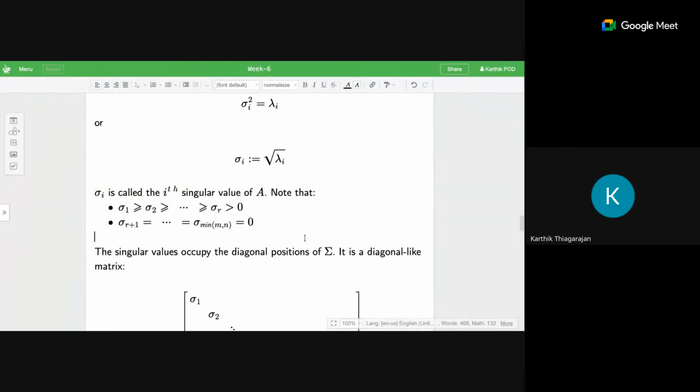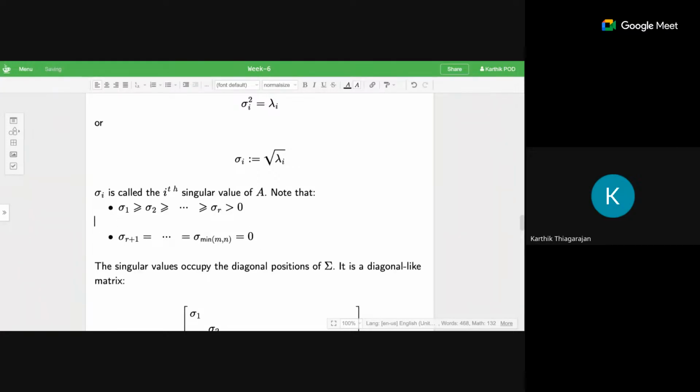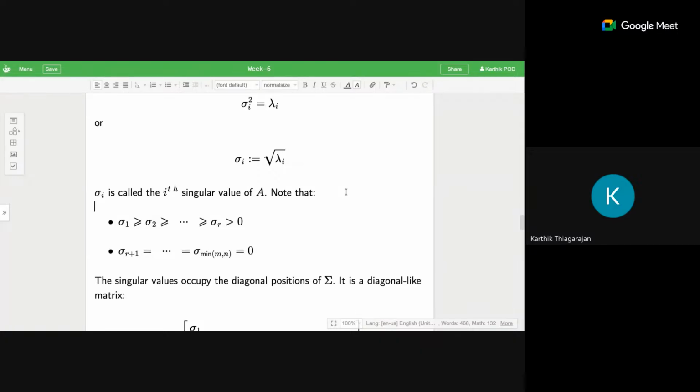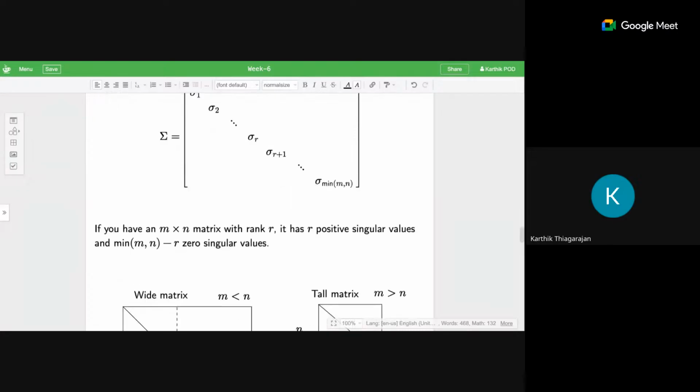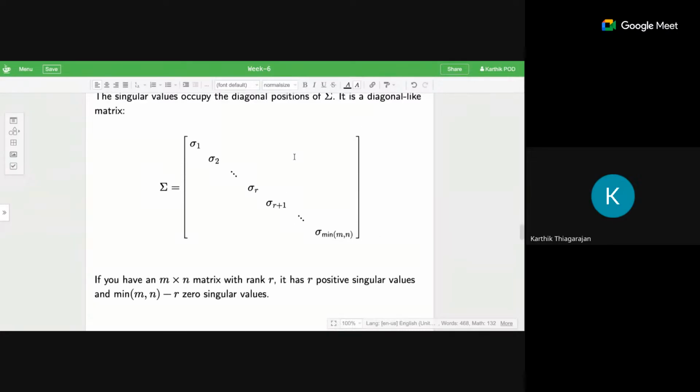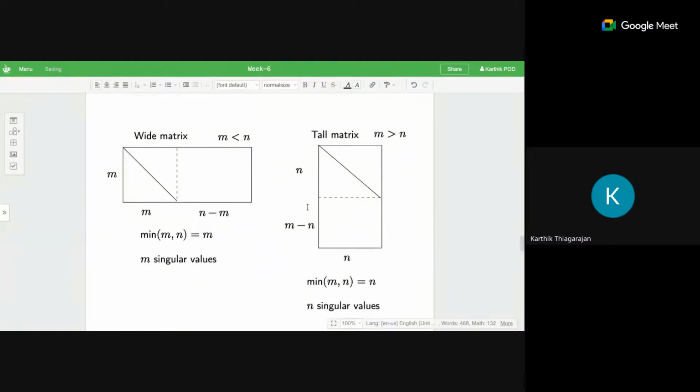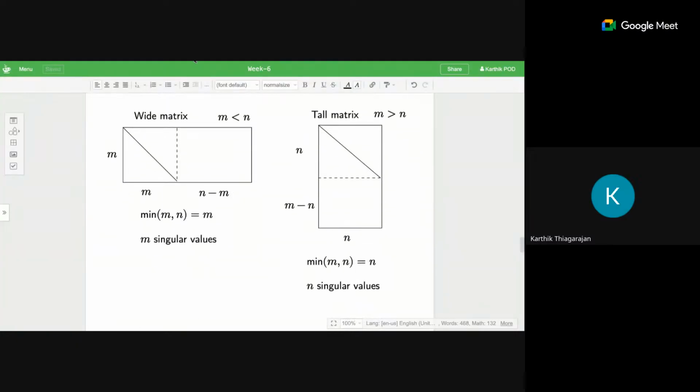There will be minimum of M comma N such singular values. R of them will be non-zero, and they are called the positive singular values. They will occupy the first R cross R diagonal part of sigma. The rest of the diagonal elements will all be zero; they are the zero singular values. So far, are there any questions on how we construct V and sigma?